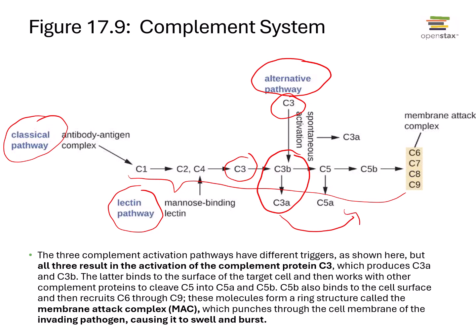Eventually, we're going to form C5b, which recruits these C6 through C9 complement proteins that form something called the membrane attack complex, or MAC. So the membrane attack complex punches through the cell membrane of that pathogen. Water will enter and the cell will swell and burst.